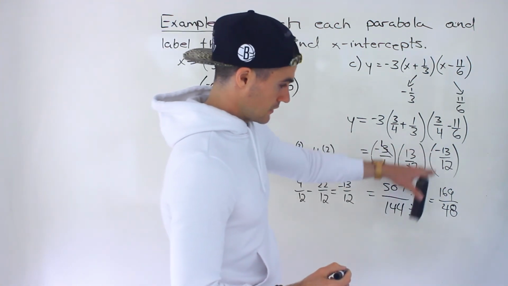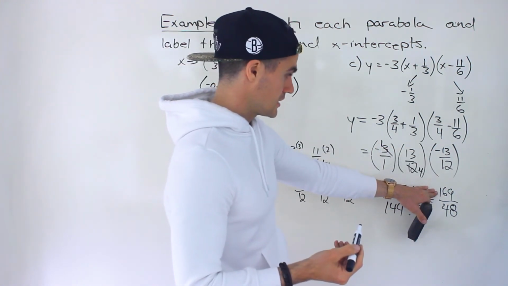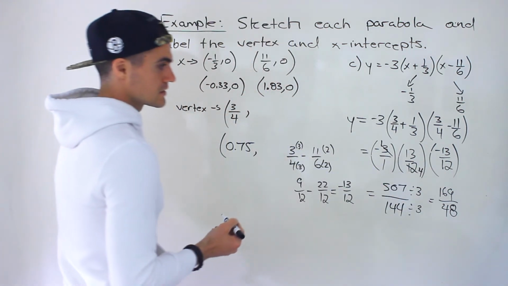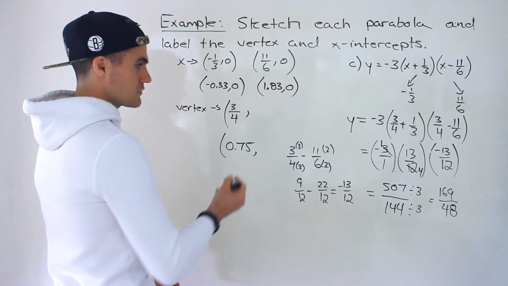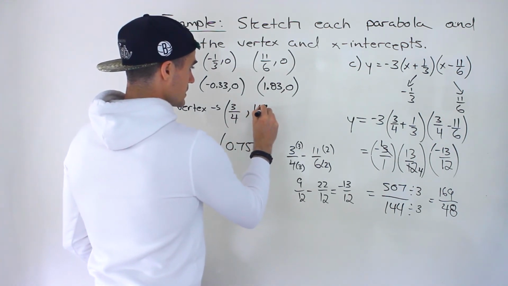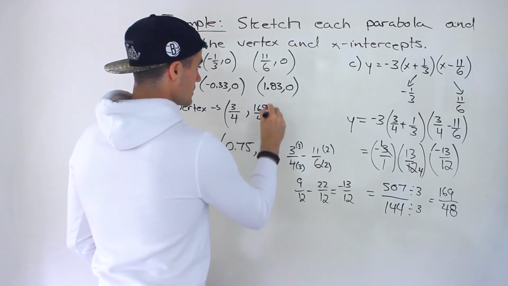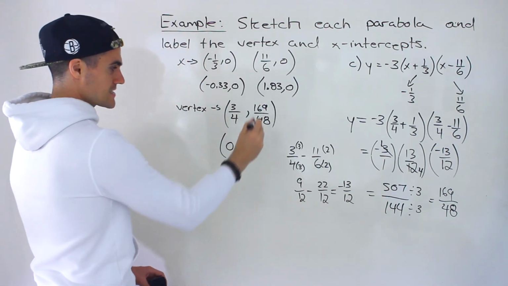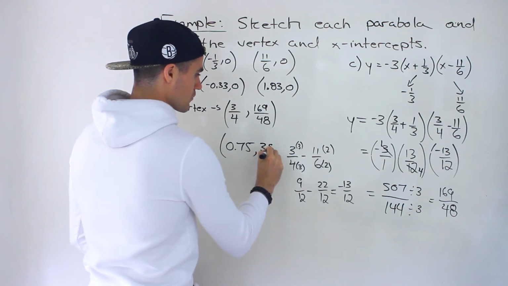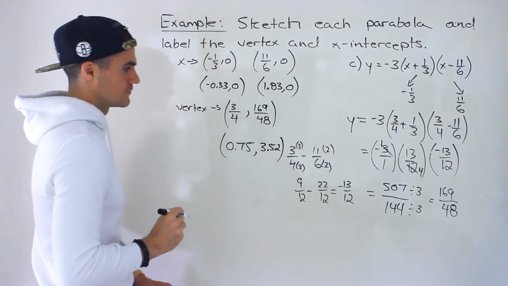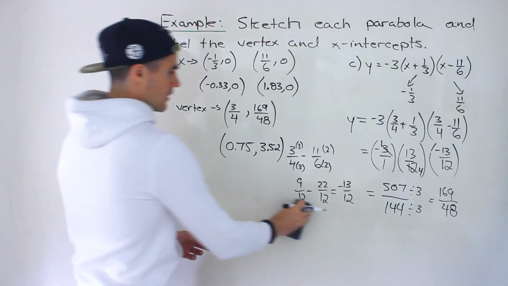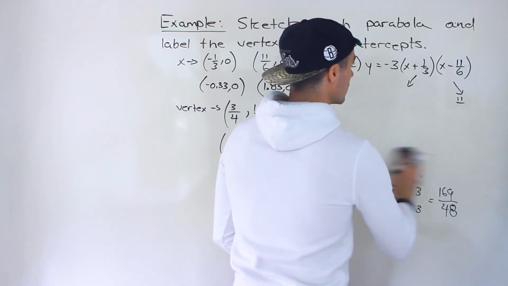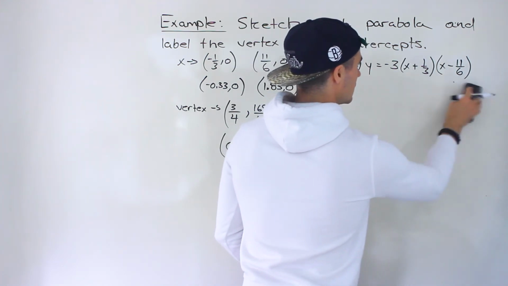You can also take this 3, put it into this 12 4 times. -1 times 13 times -13 would give you positive 169. 4 times 12 would give you 48, like that. Right? So whichever way you do it, 169/48 ends up being the y value of the vertex. And then this decimal here, it's approximately 3.52, like that.